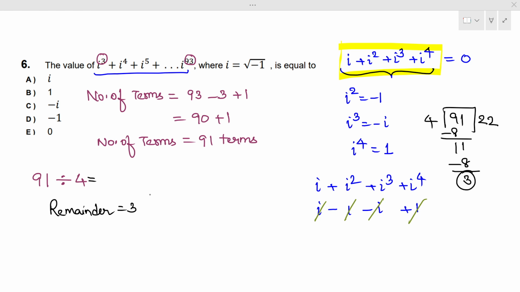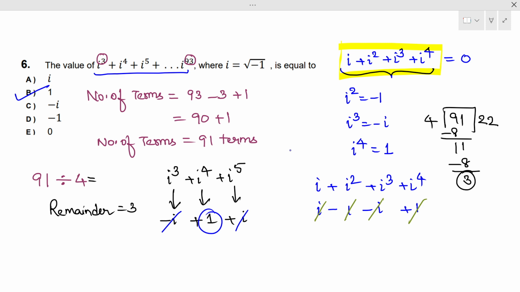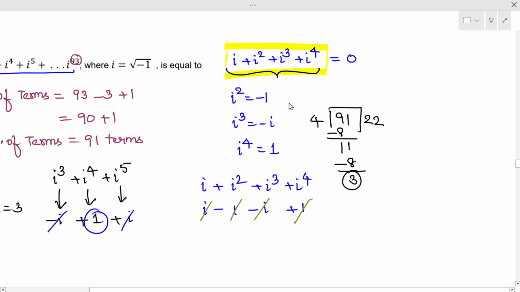Now what is this remainder? The remainder tells us the consecutive terms left, which are i³, i⁴, i⁵. So the remaining terms are i³ + i⁴ + i⁵. Now we know that i³ is -i, i⁴ is +1 and i⁵ is i. So this will get cancelled out and the answer will be 1. This is the correct answer, right? Yes. We can do it this way also, or we can have one more method to solve it.